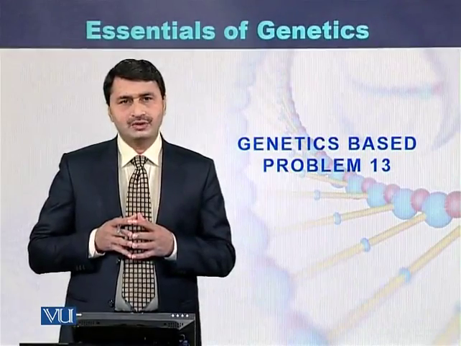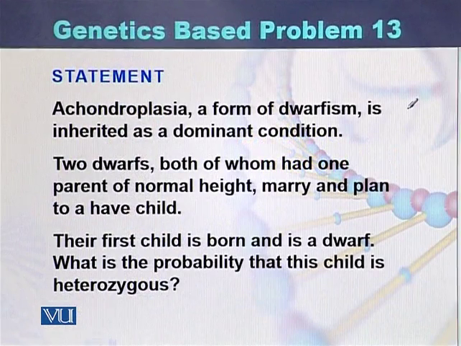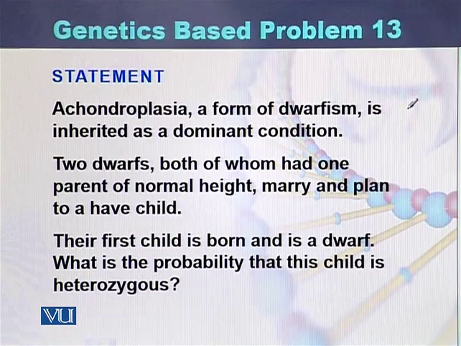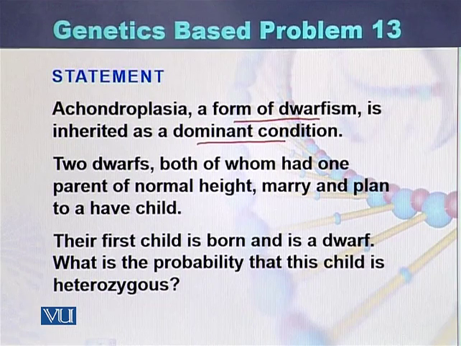Genetics based problem 13. In this problem, there is a disease. The name of the disease is achondroplasia. This disease is in the form of dwarfism. We usually see the people with this disease, they are dwarf, meaning they have short height. This disease is inherited in humans in the form of a dominant condition.